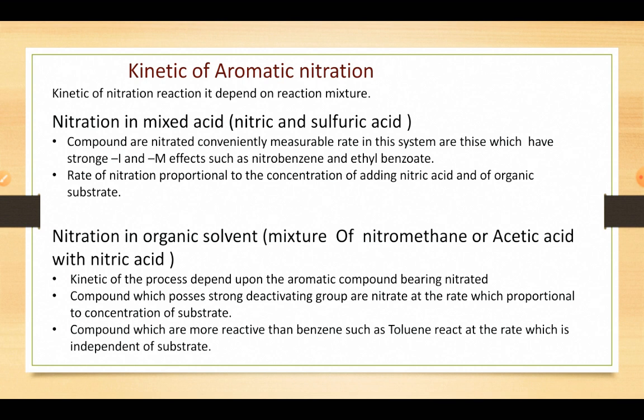Nitration in an organic solvent. Which solvent? A mixture of nitromethane or acetic acid with nitric acid. When we take acetic acid with nitric acid in nitration, the kinetics of the process depends upon the aromatic compounds being nitrated. The strongly reactive groups are nitrated at a rate which is proportional to the concentration of the substrate. Compounds which are more reactive than benzene, such as toluene, react at a rate which is independent of the substrate.